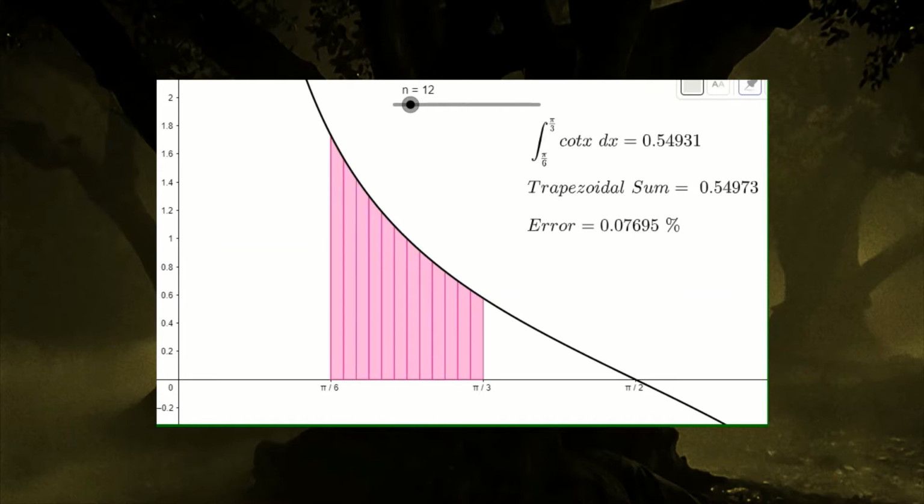All right, let's just pause. So straight away, we've gone from n is 1 to n is 12. This is set to go all the way up to 100. But as you can see, the error has plummeted. It's barely, well, it's 0.07%, which is a vast difference from 10%. And we can see this trapezoidal sum converging on the exact answer. All right, let's keep it going, maybe speed it up a little bit.